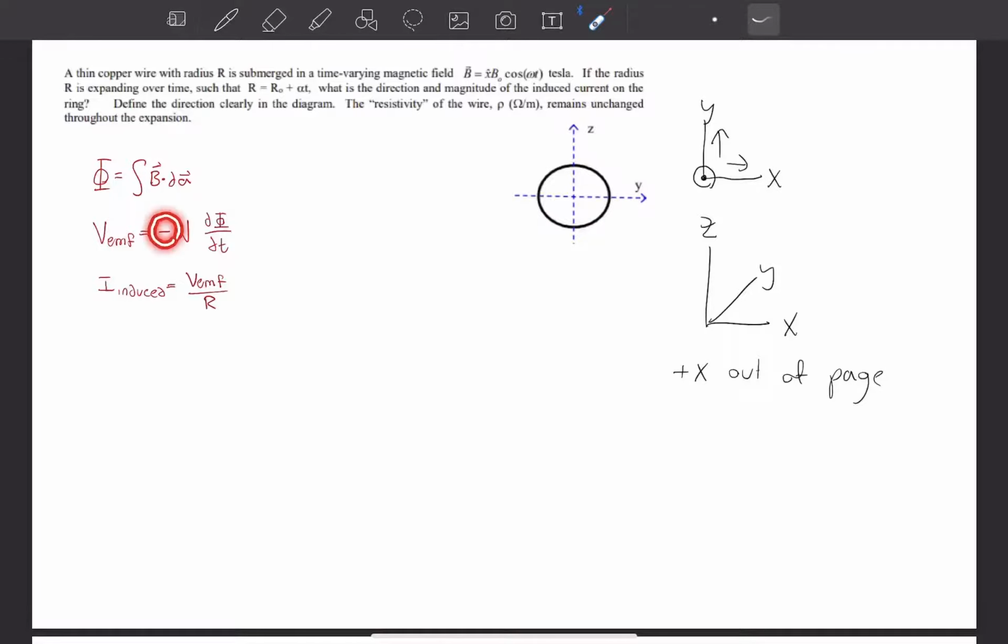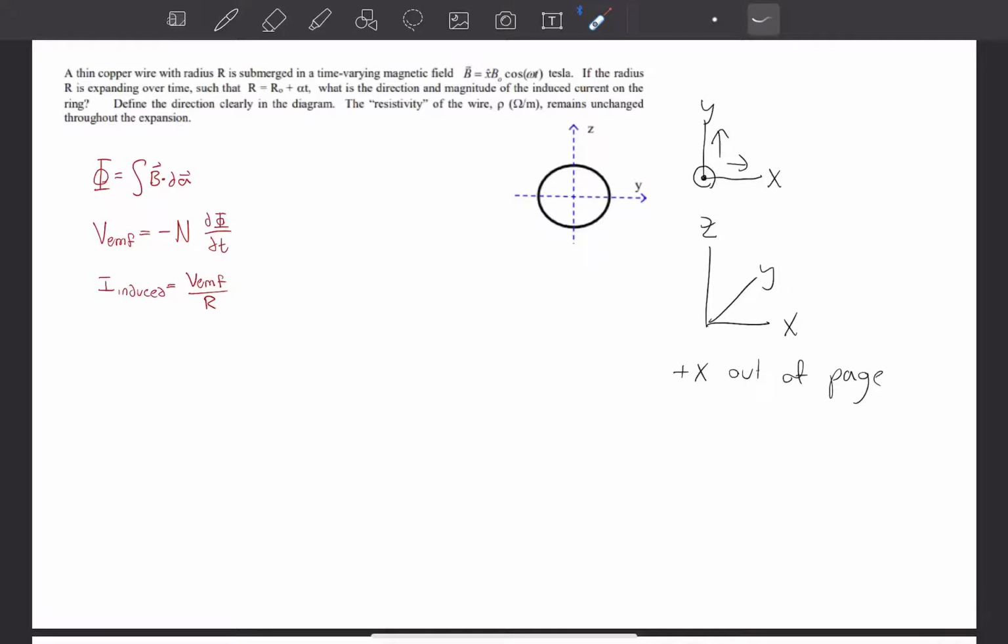And this negative sign represents Lenz's law. And Lenz's law says that we're always going to want to induce a potential to negate that change in flux. We don't like the change in flux, and we want to go back to how we were before, and that's what the negative represents. Finally, our I induced will be the induced electromotive force, or VEMF, divided by the entire resistance of the loop.